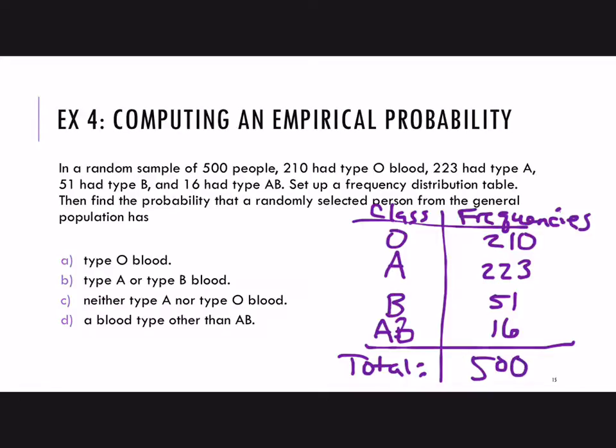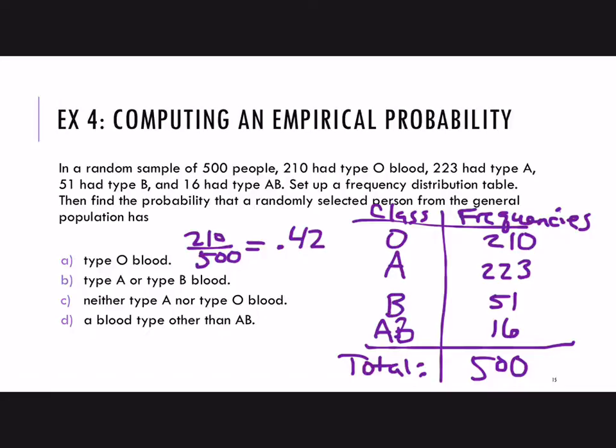Okay, what's the probability of a random person having type O blood? Well, in this case, empirical probability is the observed frequency divided by the total. So this would be 210 out of 500. And we would want to put that in lowest terms. I'll do decimals here just for something different. You can do fractions in lowest terms, but this would be 0.42. Or as a percent, this would be 42%.